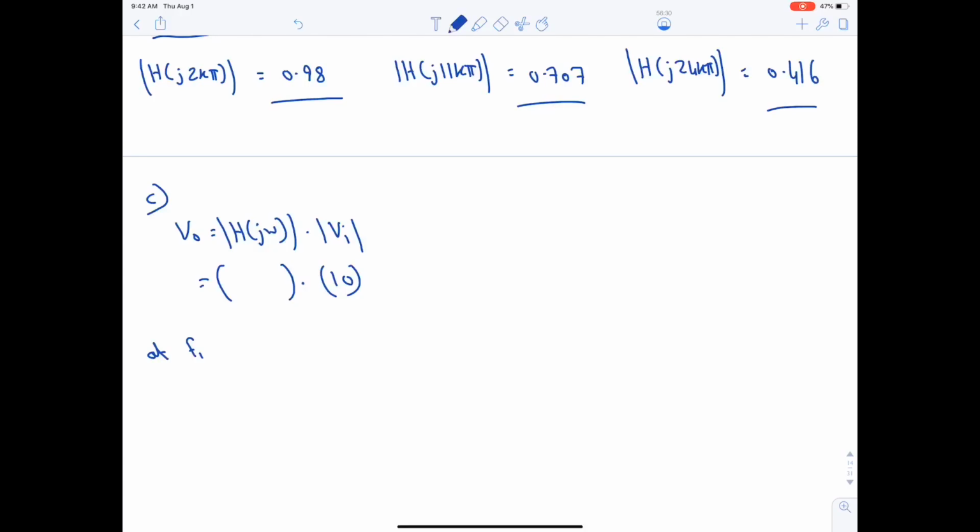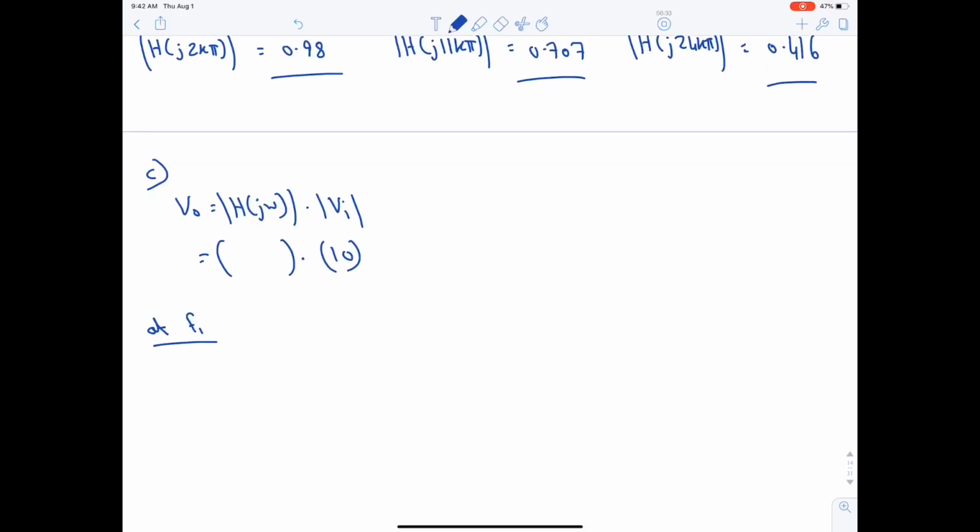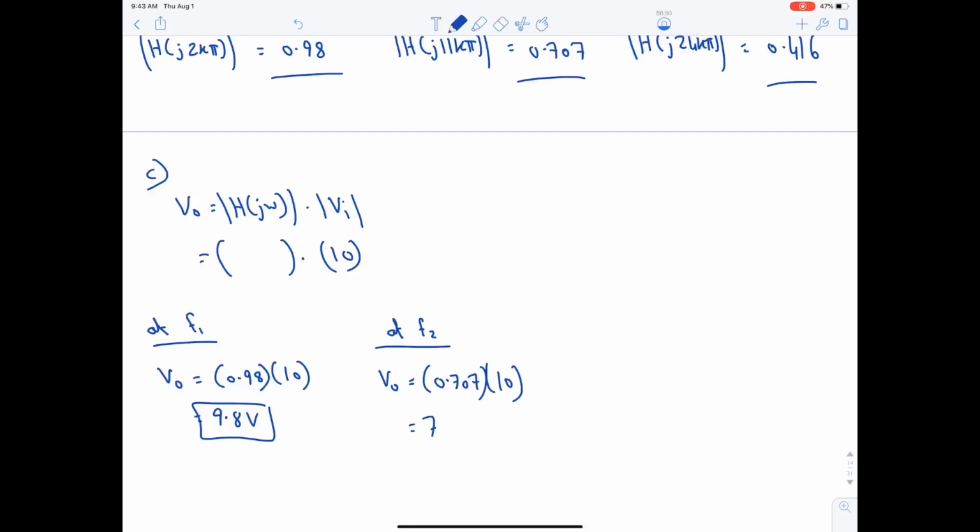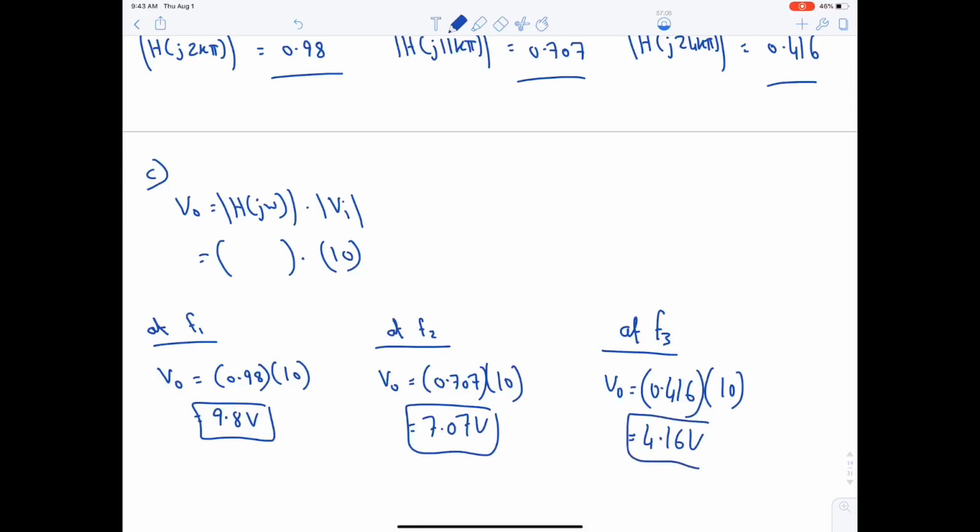So we have to find three values for V output. At F1, V output will be the magnitude, which is 0.98 multiplied by 10. So the answer is 9.8 volt. At F2, V output is 0.707 multiplied by 10, which is 7.07 volt. At F3, the output is equal to 0.416 multiplied by 10, so it will be 4.16 volt.